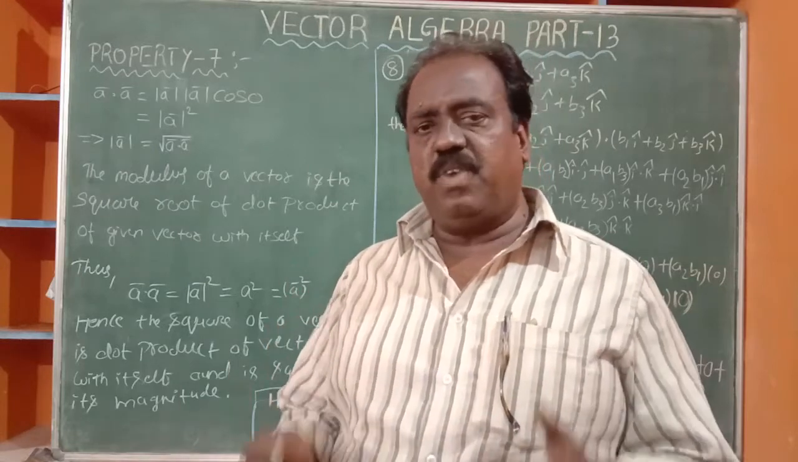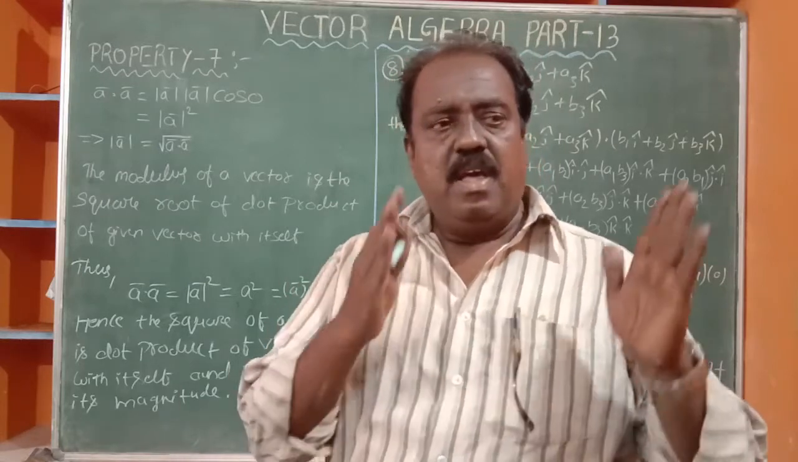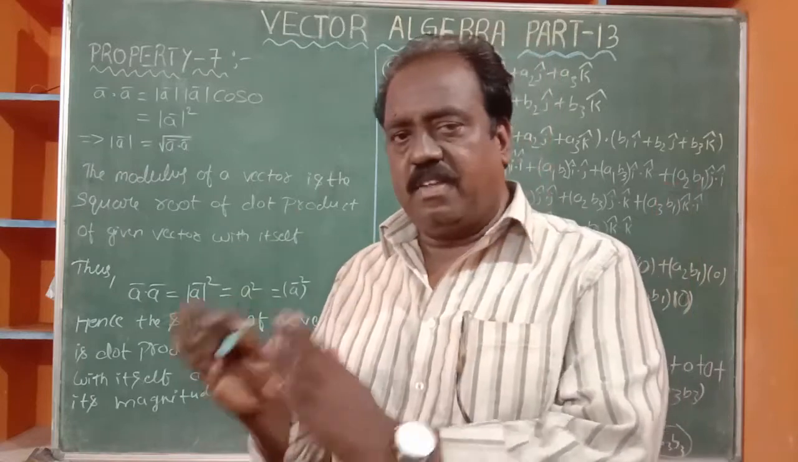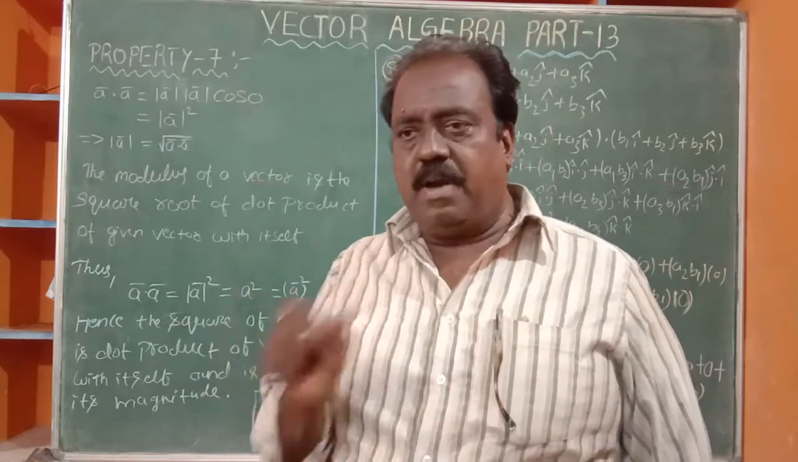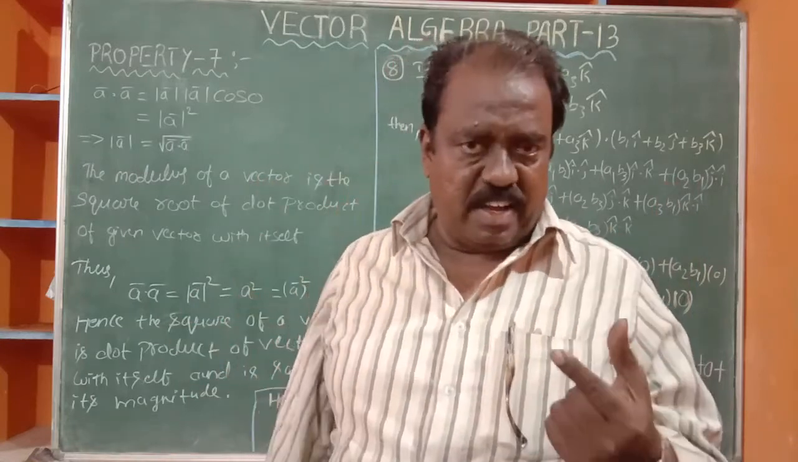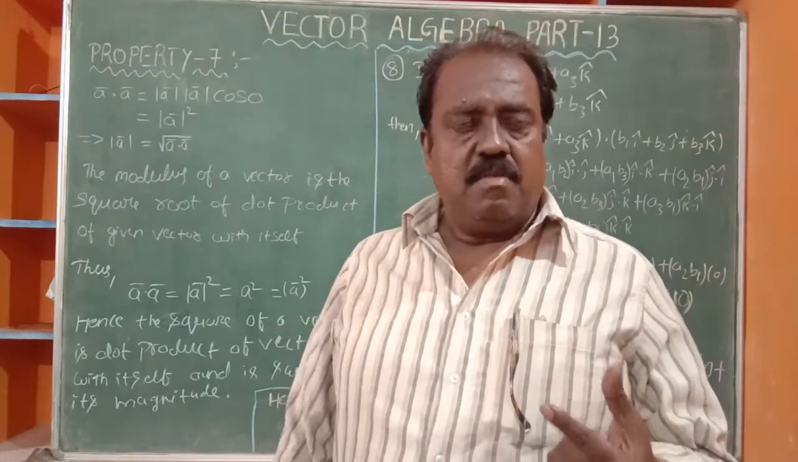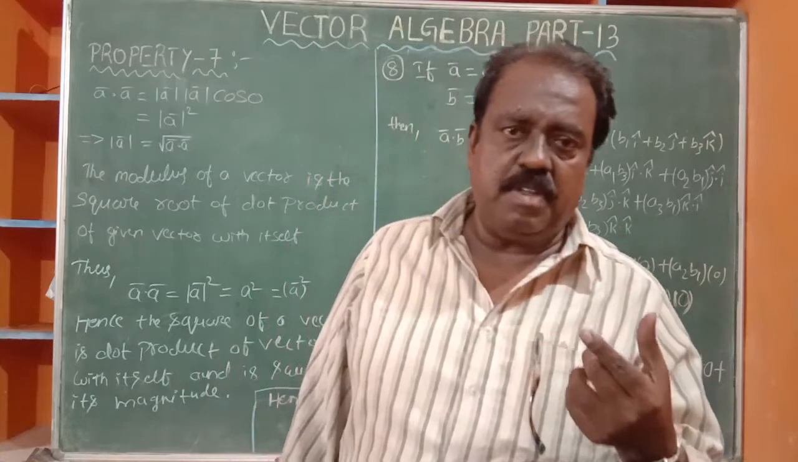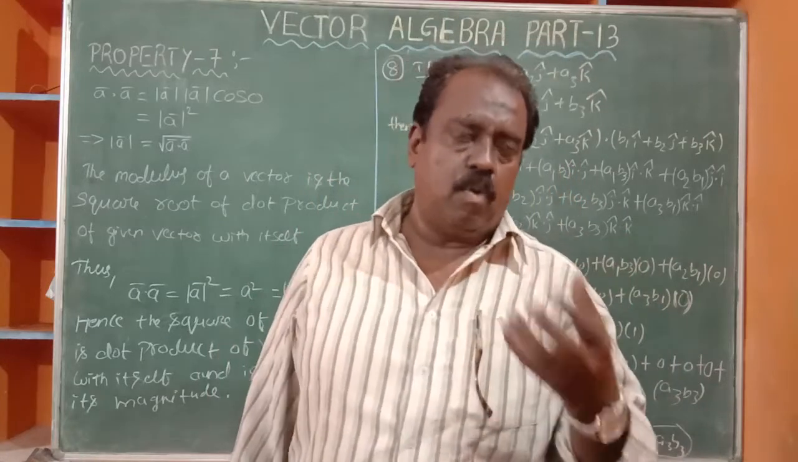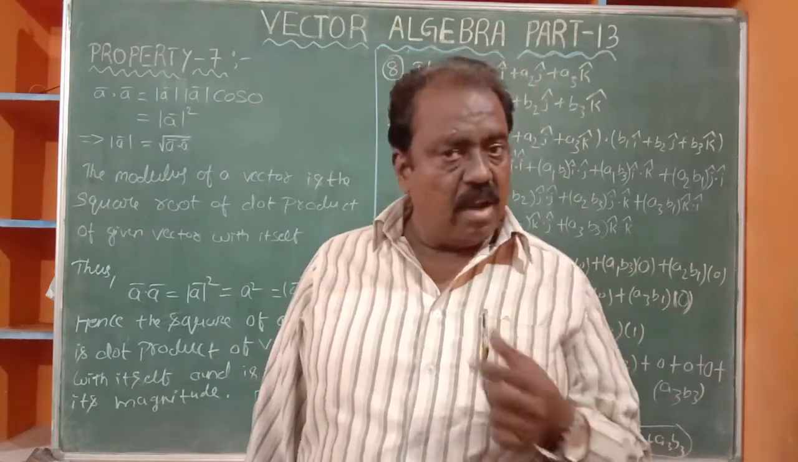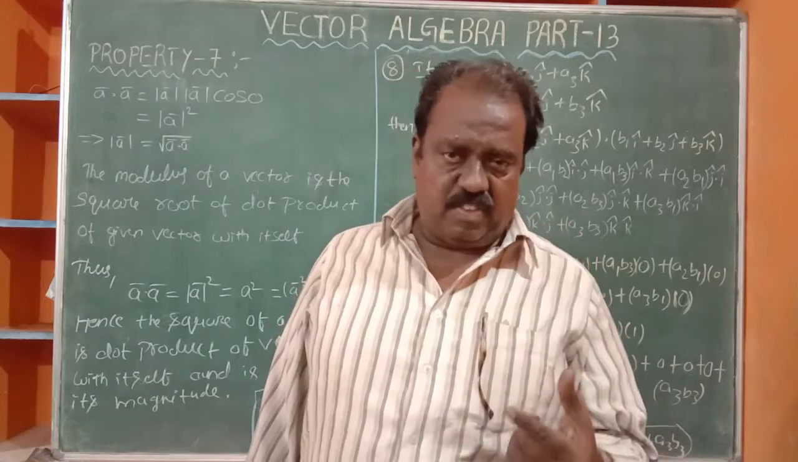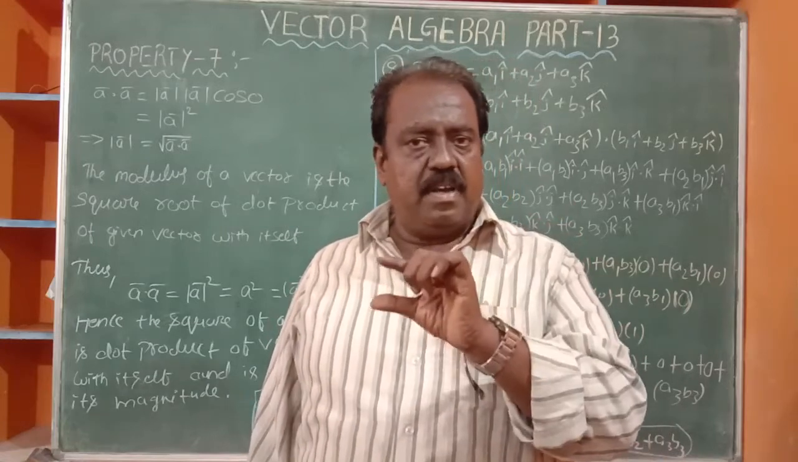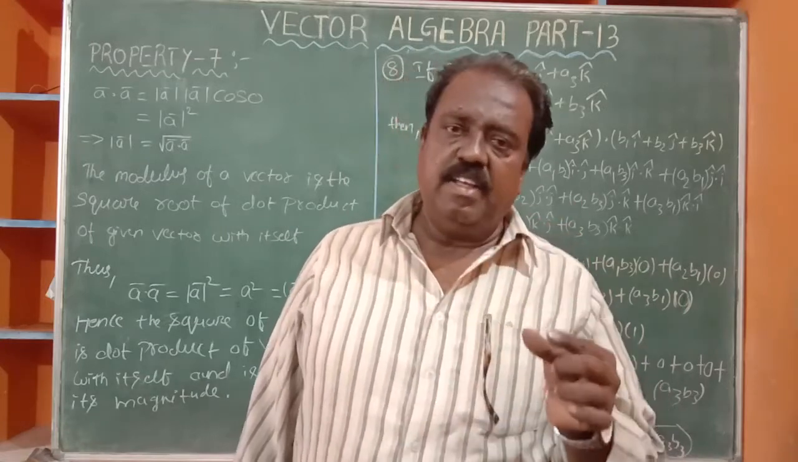Or otherwise, very simply you note it: X bar dot Y bar is modulus of X bar, modulus of Y bar, cos theta. Only cos theta. What is the proof? How we get cos theta, we already proved geometrically. Not sin theta, it is cos theta. Theta is the angle between the first vector and the second vector.